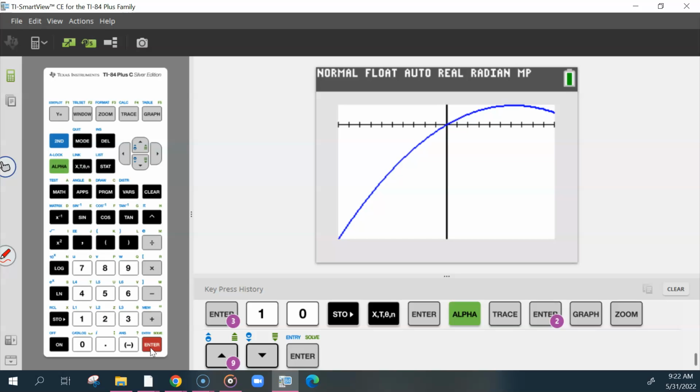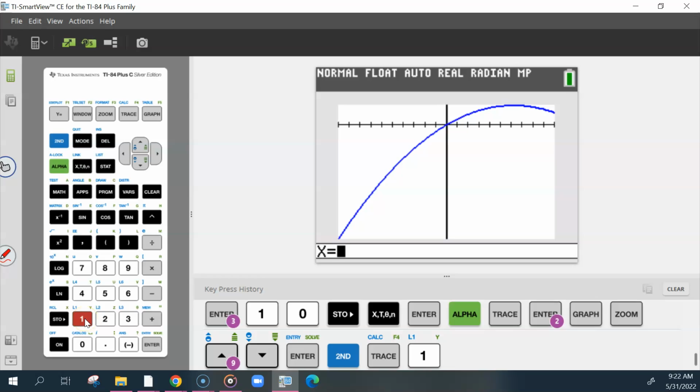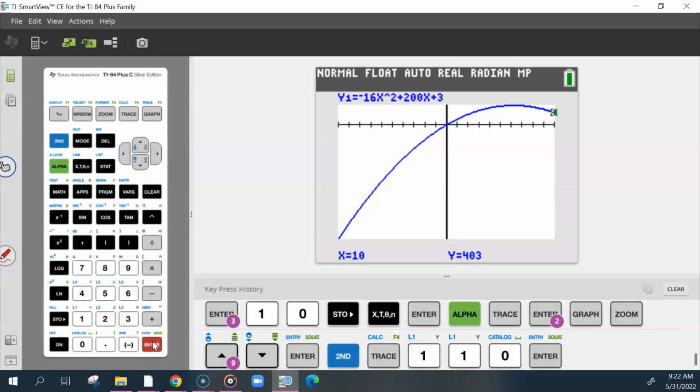The other way you could do this is after you find your graph, you're going to go into second trace. And we're looking for a specific y value at a specific x value. So we're going to go into value, number 1. And you want your x value to be 10. And hit enter. And so it'll tell you what your y value is.